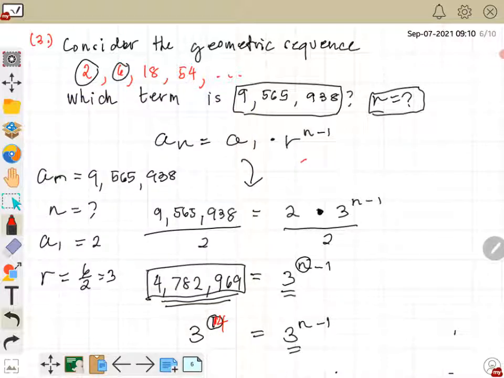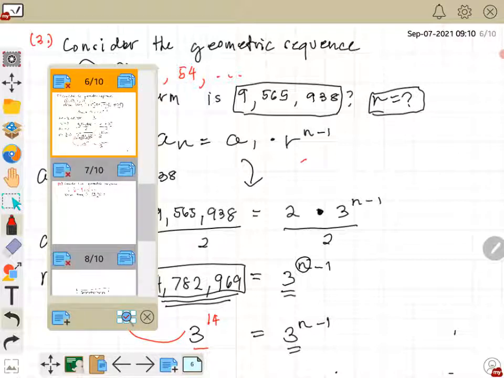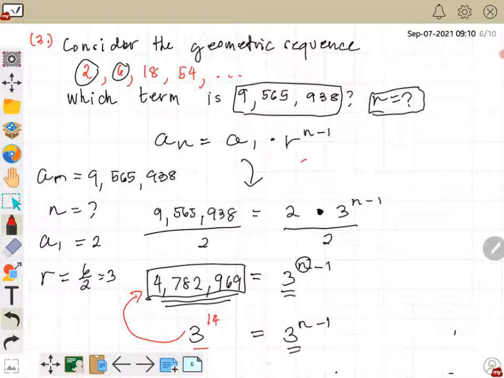So this is 3 raised to 14. The important idea here is that 3 raised to 14 is the same as 3 raised to n minus 1. Since they are equal, common sense tells us that the 14 and n minus 1 must be equal. So solving for n, you'll get 15.